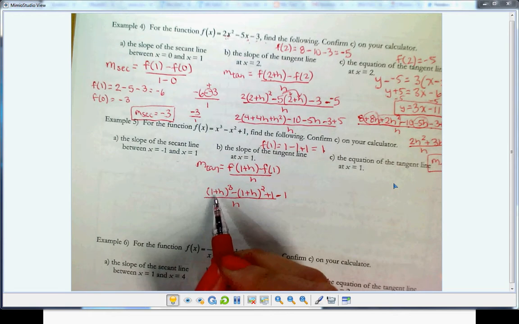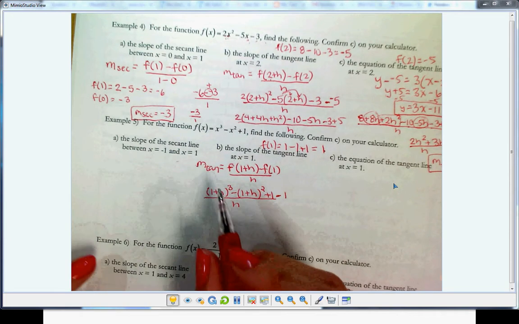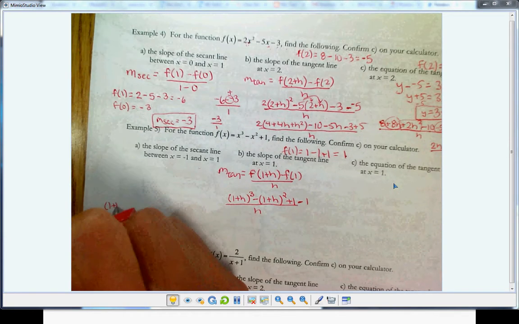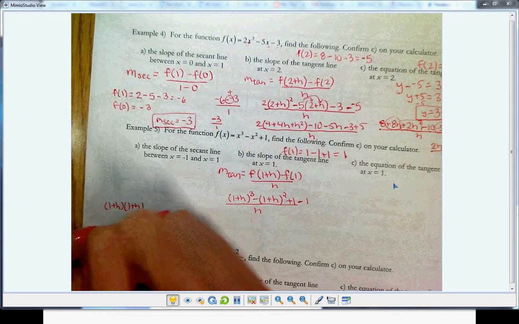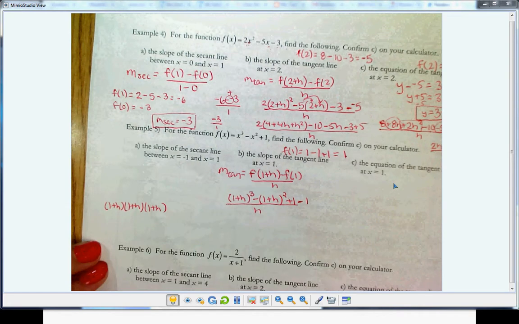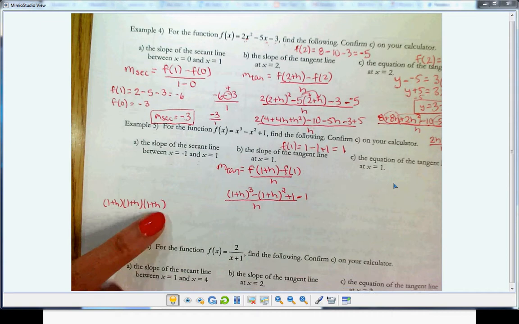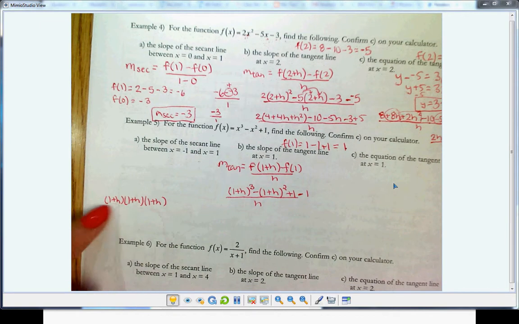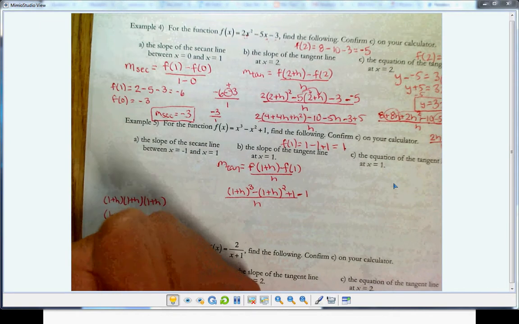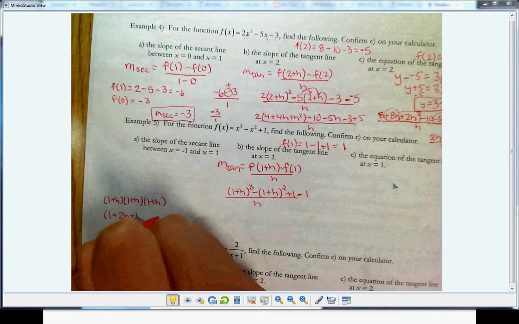So 1 plus h cubed is, I'm going to do this one out here, 1 plus h times 1 plus h times 1 plus h. So the first thing I'm going to do is multiply these two together. That gives me 1 plus 2h plus h squared.